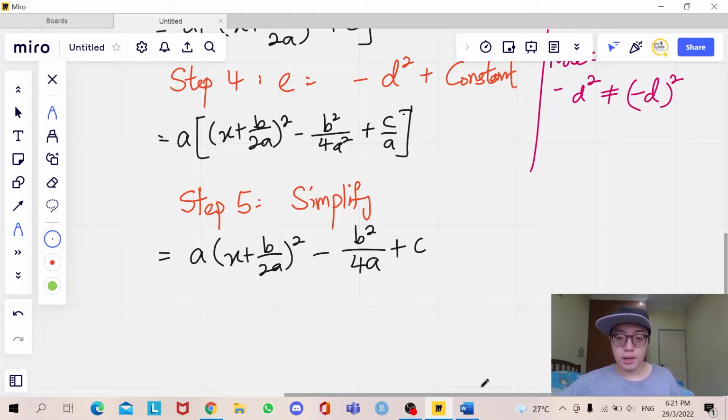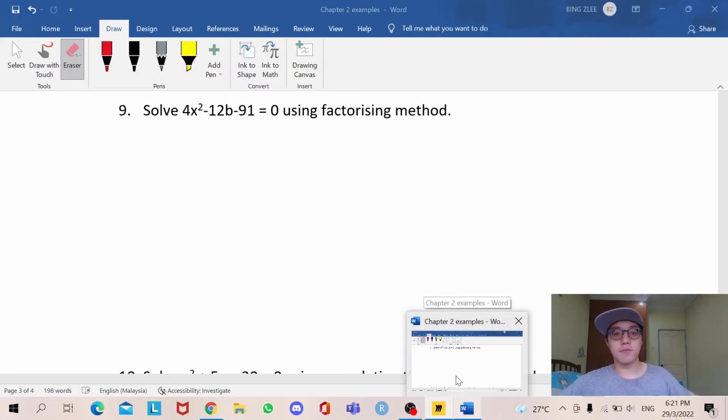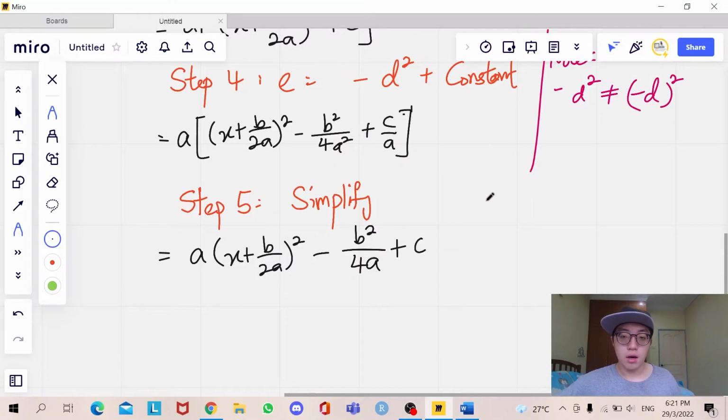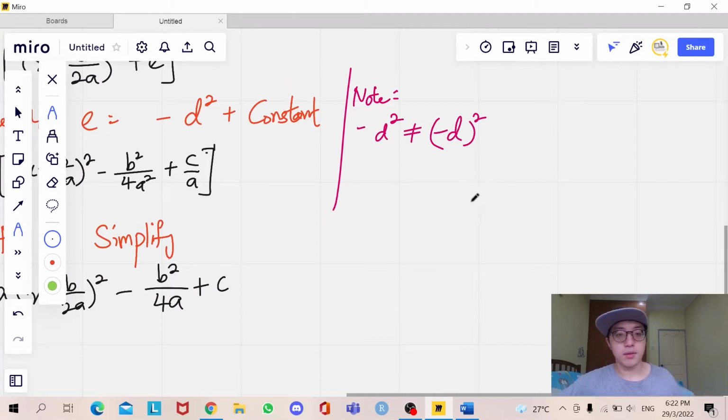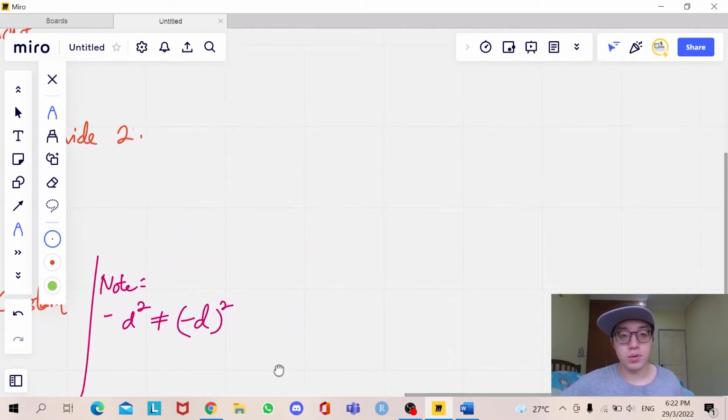To give you an example, I will have an example later on. If you want to look at the example, you can fast forward to the back part and you will come back later on.